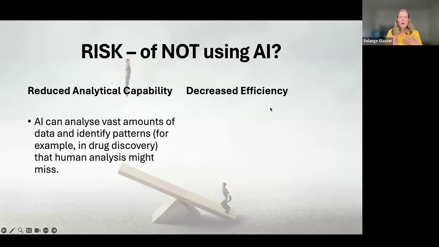So, what can AI do? Well, one of its hallmarks is that it can analyze vast amounts of data and identify patterns that human analysis might miss. Now, again, you can see that a lot of these slides have an almost medical slant to them, and it's because the medical fields are really racing ahead with AI, and for some very, very good reasons.